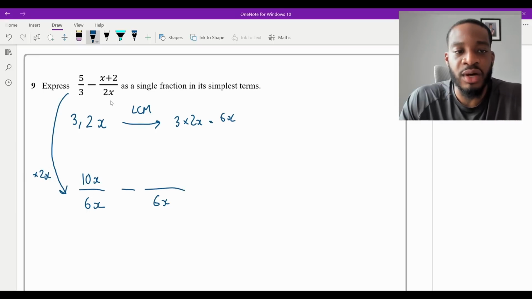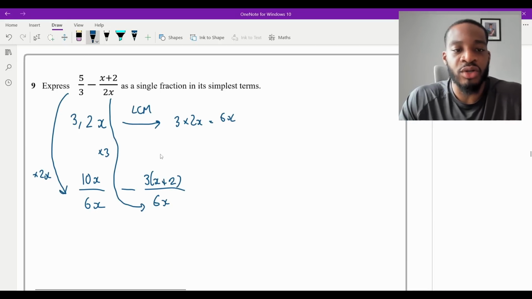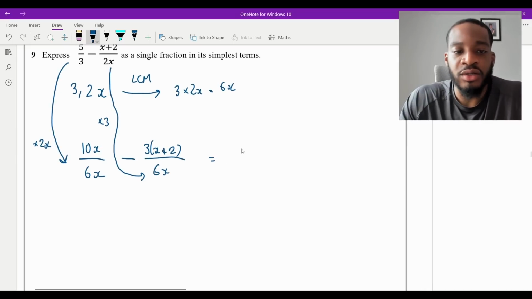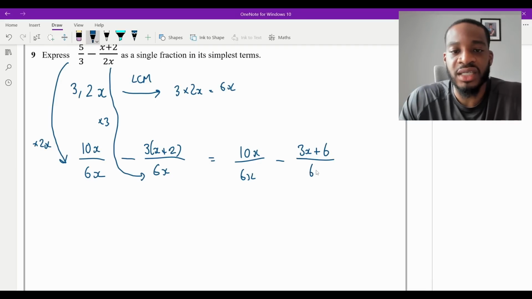So that one's done. And in this one, how do I go from a 2x to that 6x? Well, you just times by 3. So therefore, the numerator I have to do the same. So I'm going to times that x plus 2 by 3. So I'm going to get that. Perfect. So now we've done that, let me write this out neatly over here. So it's going to be 10x over 6x minus, and then now I can expand that bracket. So it's going to be 3x plus 6 over 6x.